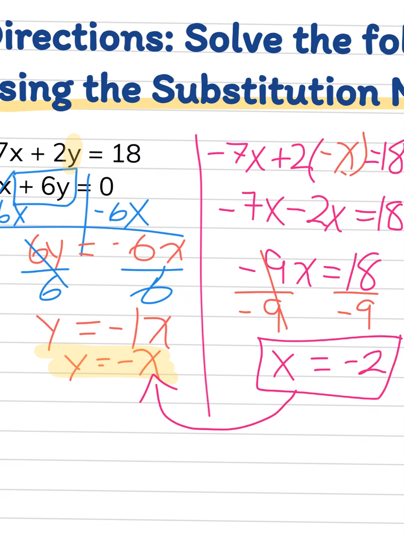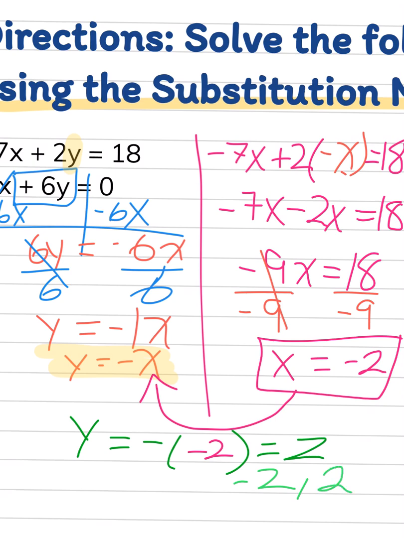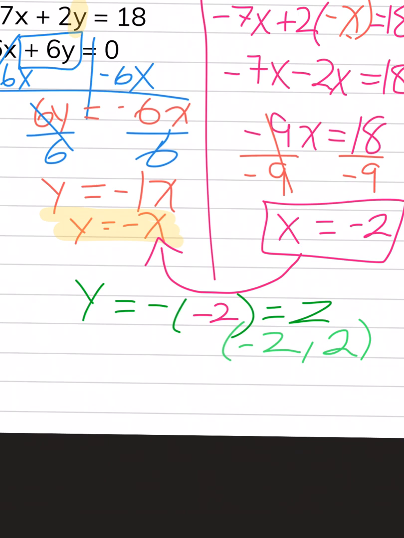So y is equal to a negative, and then put in that negative 2 for x. 2 negatives is going to give us a positive 2. So our x comma y is negative 2 comma positive 2. Be careful with your signs.